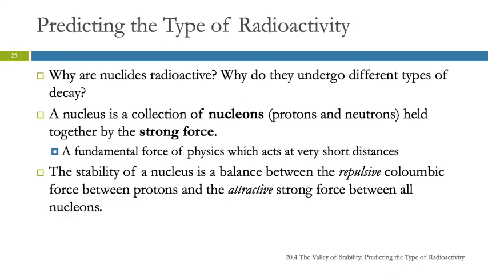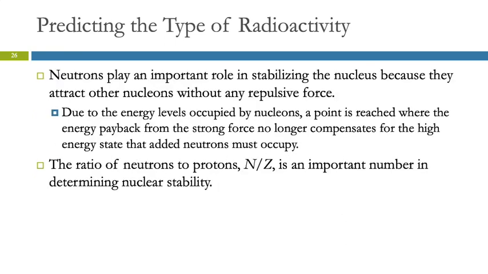So you may have wondered at some point, how do all these positively charged protons stay together inside the nucleus, right? Because like charges repel, they should fly away from each other. So there is that repulsive force between the protons because of their like charges, but then there's also the attractive strong force between all of the nucleons. So that's the protons and the neutrons. So neutrons play a very important role in stabilizing the nucleus because they attract other nucleons without contributing to the repulsive force. So they make things more stable.